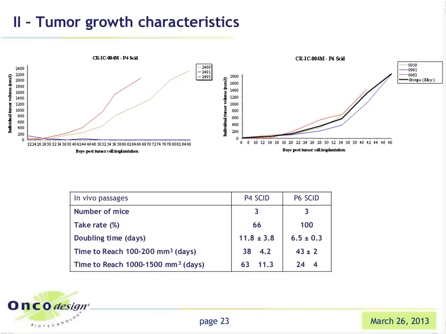Then we have the first passage. So here it's P4 on skin mice. Here it's P6, and you have an example of the growth rate of the tumor here. This tumor is quite fast. So we can share the table with the take rate and the doubling time, and the time to reach the randomization, and the time to reach the endpoint.